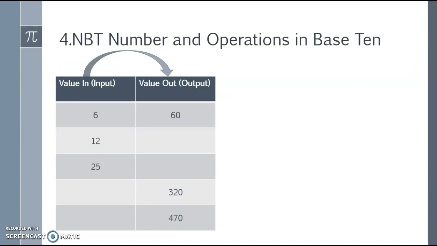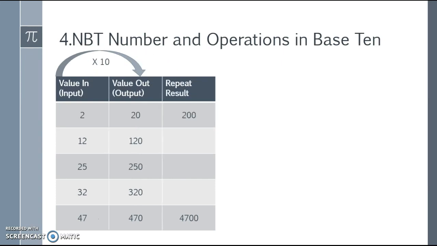So how do I go from 6 to 60? Well, it looks like we multiply by 10. So I can fill in the chart. 12 times 10 is 120. 25 times 10 is 250. And then I ask, what times 10 is 320? And what times 10 is 470? So we can fill in the chart.